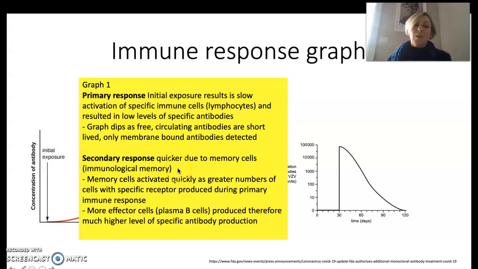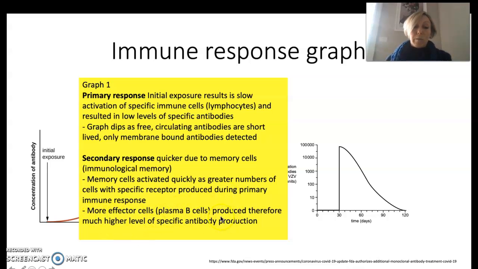But all of the circulating antibodies will be broken down by your body. Secondary exposure is quicker due to the presence of immunological memory or memory cells. Now, memory cells, because there are more of them, will encounter that pathogen more quickly than if there are only very few. So the memory cells will encounter the pathogen more quickly and therefore become activated and start producing antibodies more quickly than in the primary response.